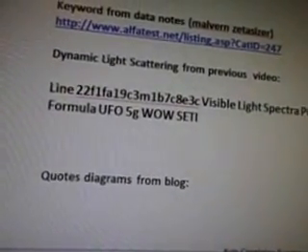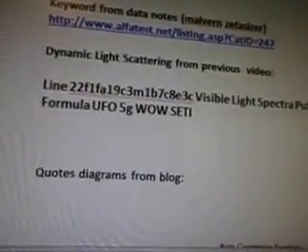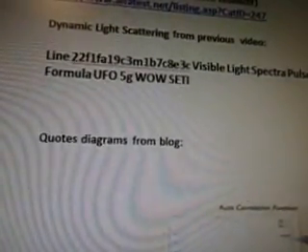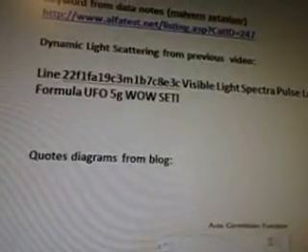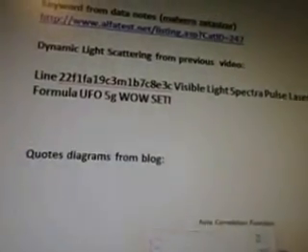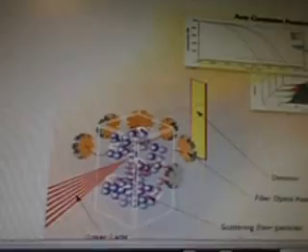Visible light spectra pulse laser formula UFO 5G Wow Seti. So there was a formula that came up, and then I didn't realize when I went to the next video it was still continuing. So there's several formulas for this laser beam thingy for the engine.